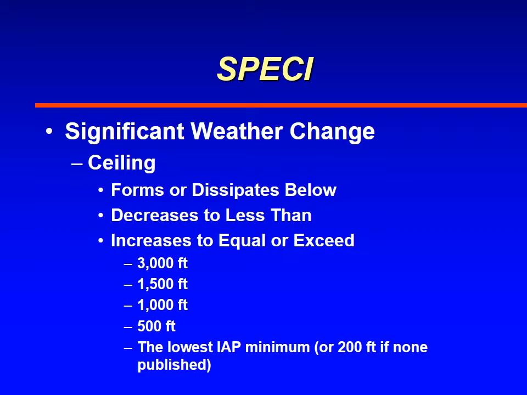So these are numbers you need to know. If the ceiling drops below 3,000 feet, a special observation is made. If it drops below 1,500, a special observation is made, and so on and so forth. If it goes up to 500 feet or higher, then a special observation is made. If it goes above 1,000, above 1,500, so on and so forth. And we'll go through some examples so that you guys can practice this.